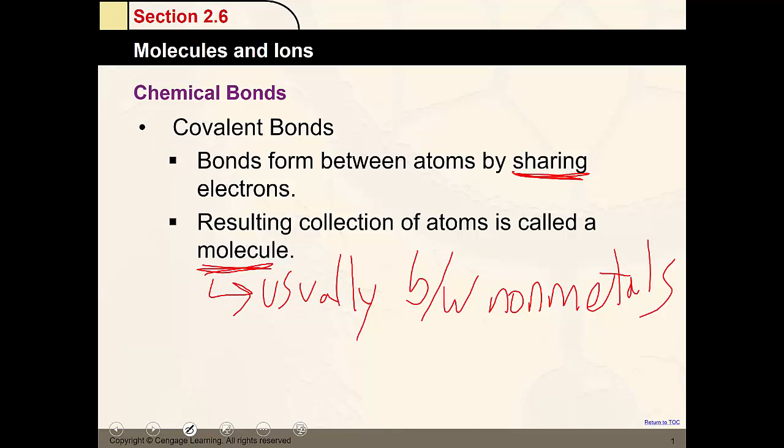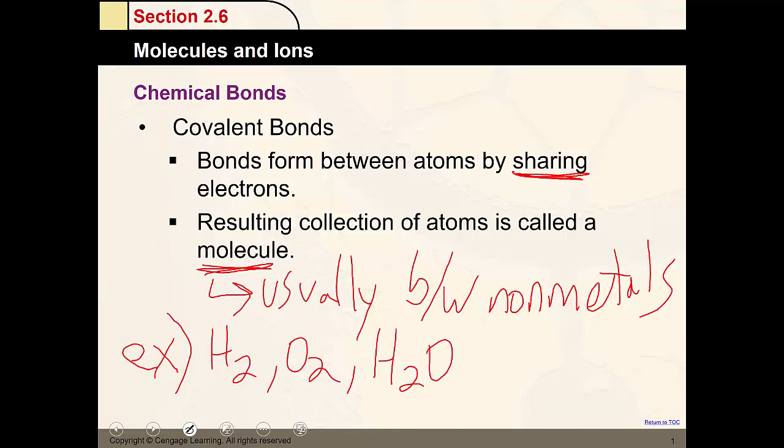So some examples of molecules that we know, molecules or bonds between two atoms that are covalently bonded together, or between nonmetals, are things like hydrogen gas or oxygen gas. So remember, these are diatomic molecules, the same atom bonded to itself, and they are both nonmetals. And same thing with water. Hydrogen and oxygen are both nonmetals, in addition to carbon dioxide, carbon and oxygen, both nonmetals.